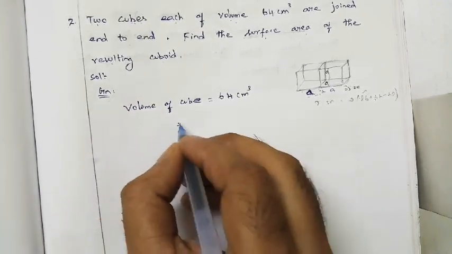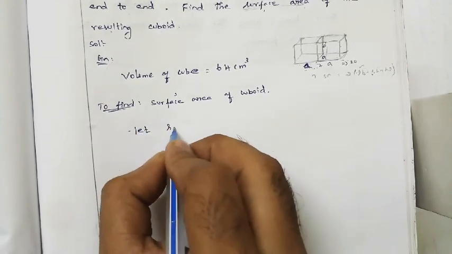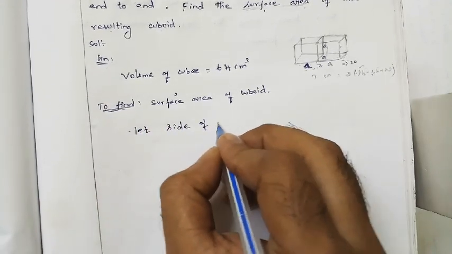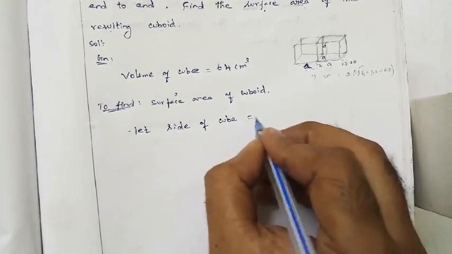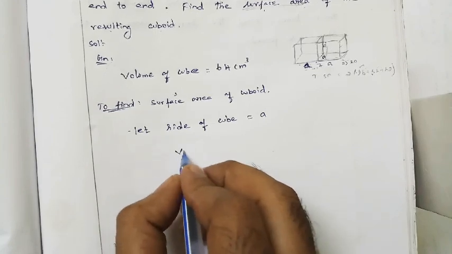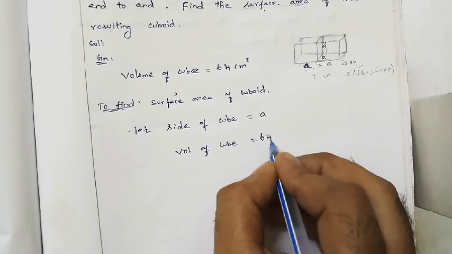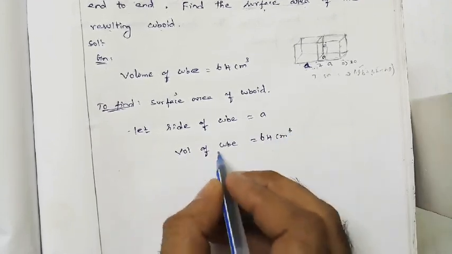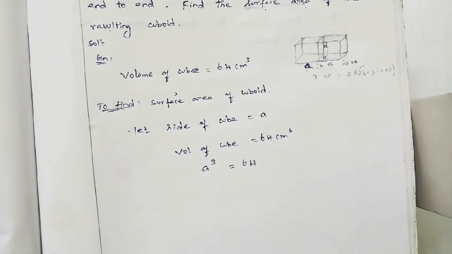So directly I am just finding it. Let the side of a cube be equal to A, side or edge, whatever it may be. Then volume of cube, what is the formula? Already we have the volume of cube equal to 64 centimeter cube. So volume of cube is nothing but A cube. So A cube is equal to 64.